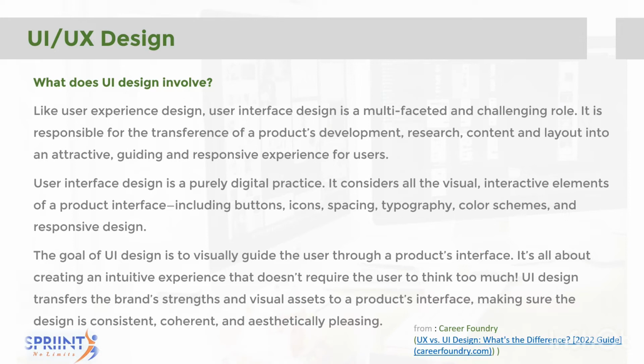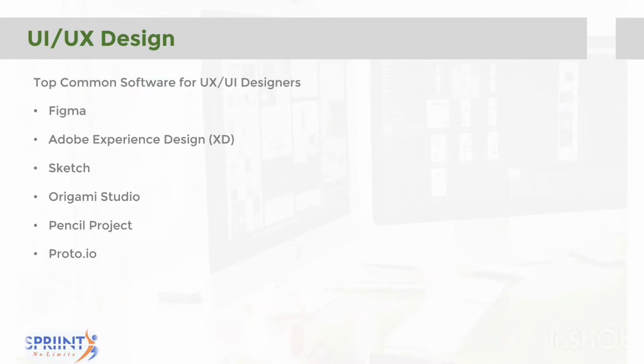The UI design transfers the brand strength and visual assets to a product interface, making sure the design is consistent, coherent, and aesthetically pleasing. Okay, so what are the softwares for this UX UI design? There are lots of them, but these are the major ones people actually use. There's Figma, Adobe Experience Design, popularly known as Adobe XD, Sketch, Origami Studio, Pencil Project, Proto.io, then maybe Theta and some others. But I feel like the most popular, the mostly used are Figma and Adobe XD.